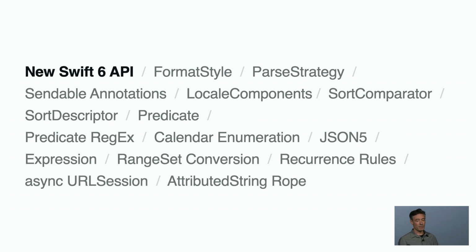Some of these, like format style, locale components, predicate, and others, have shipped before, but only on Darwin. Others, like the new expression macro, calendar recurrence rules, and future API, now ship simultaneously on all platforms. Implementation upgrades, like using a rope for attributed string, are also now completely cross-platform.